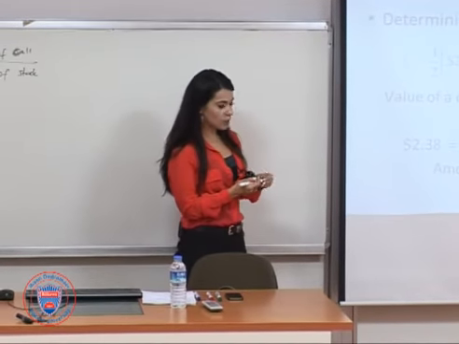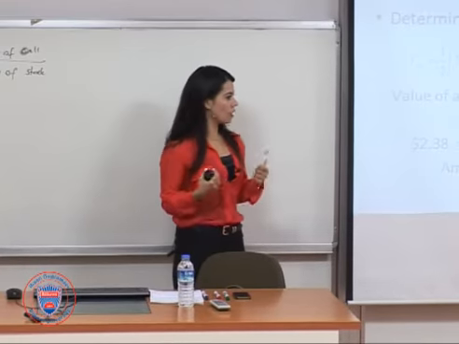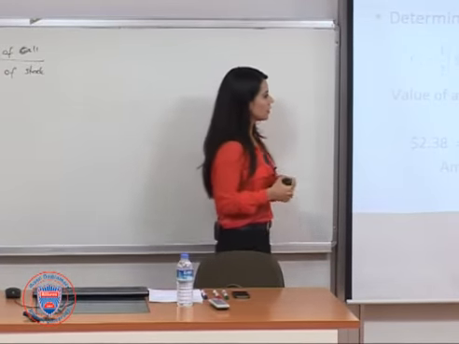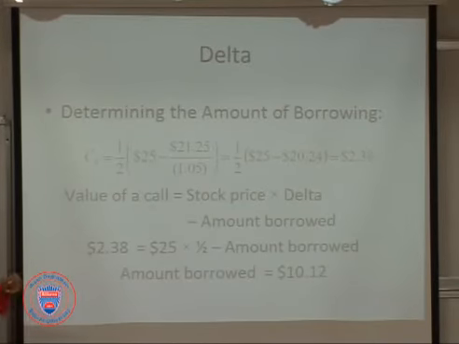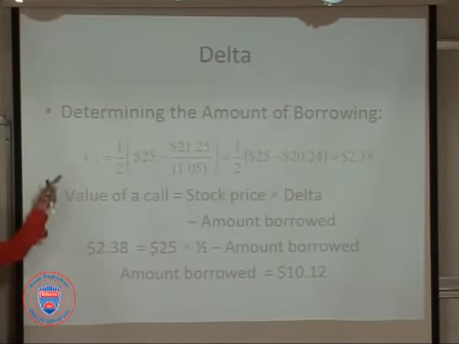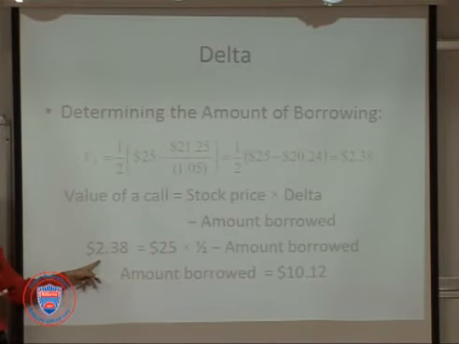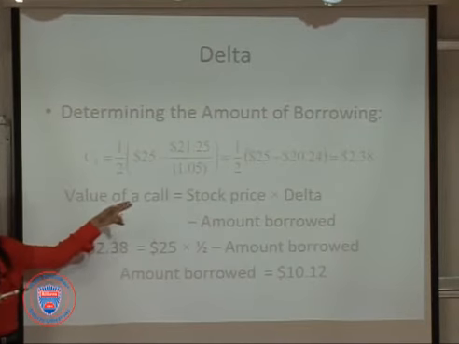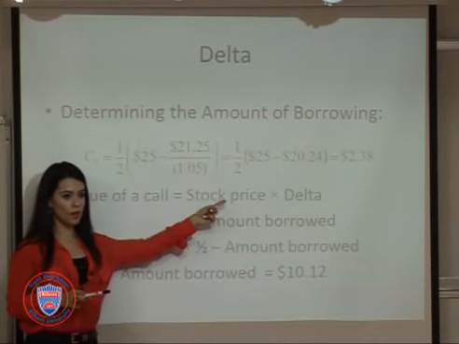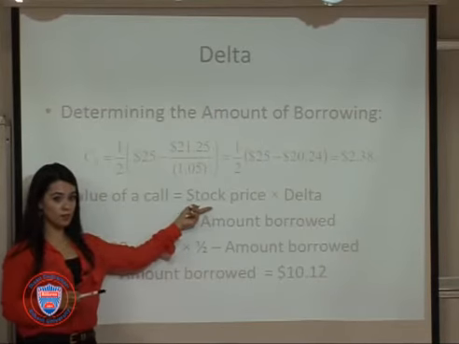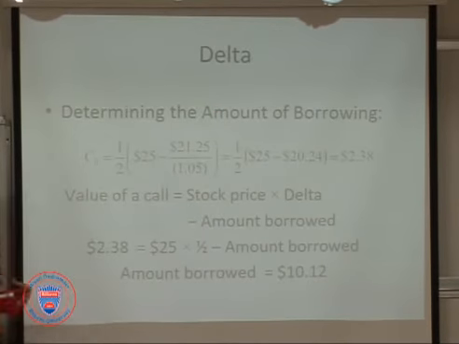Then what am I going to do? I'm interested in finding the amount I need to borrow, right? First, I'm going to show you the long way, and then I'm going to show you the short way later. So we already found the call premium, which was 2.38, and this was equal to the stock price times delta, so how much stock you bought, times the stock price, minus amount borrowed.